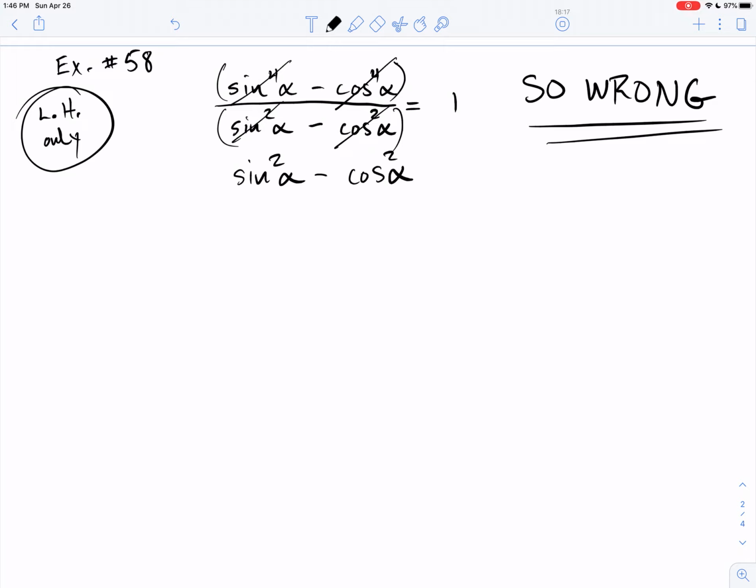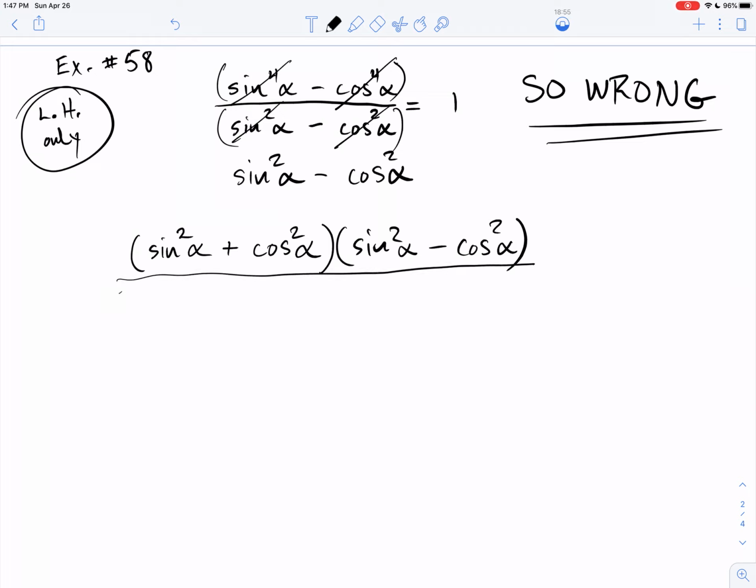But think of it this way. The top part is the difference of squares. Sine squared alpha plus cosine squared alpha times sine squared alpha minus cosine squared alpha. Sorry, I lost my head for a second there. That's what the top part is. It is the difference of squares. So don't cancel stuff when you know you should factor it.